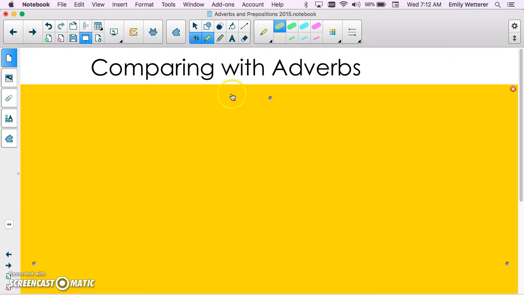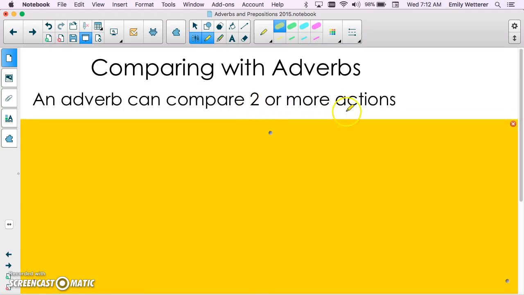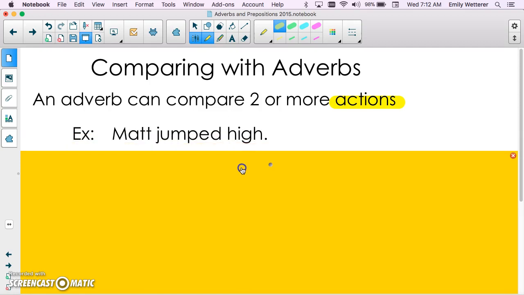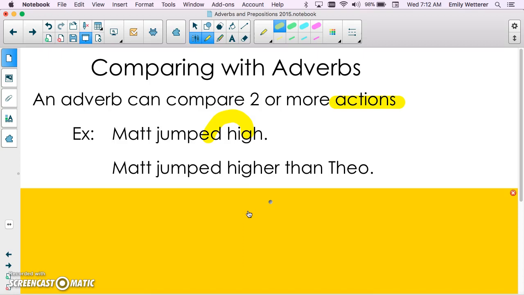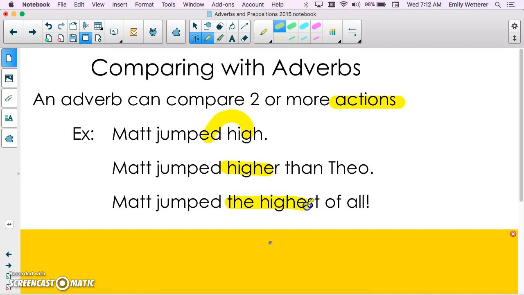So comparing with adverbs, we follow the same rules as adjectives. So an adverb can compare two or more actions. For example, first we have Matt jumped high, right? High describes how he jumped. But what if we're comparing how Matt jumped compared to Theo? Matt jumped higher than Theo. Higher describes how he jumped, and in this case, he jumps higher than Theo. But if we want to compare how Matt jumped compared to all the other guys, we would say Matt jumped the highest of all.